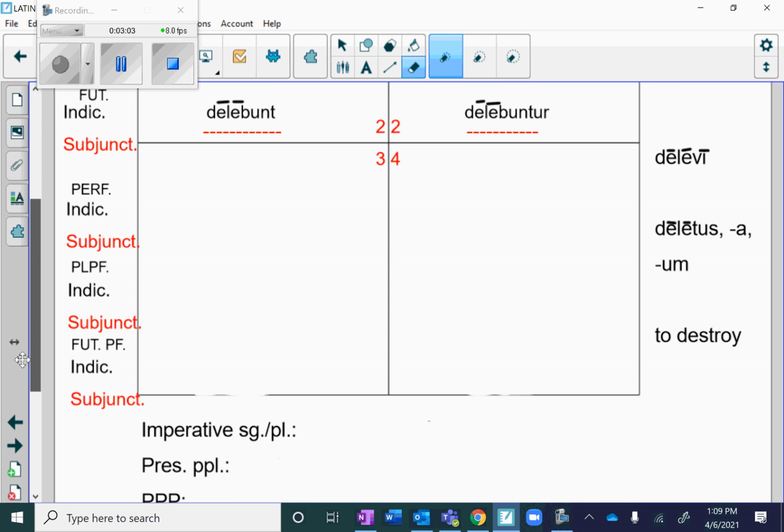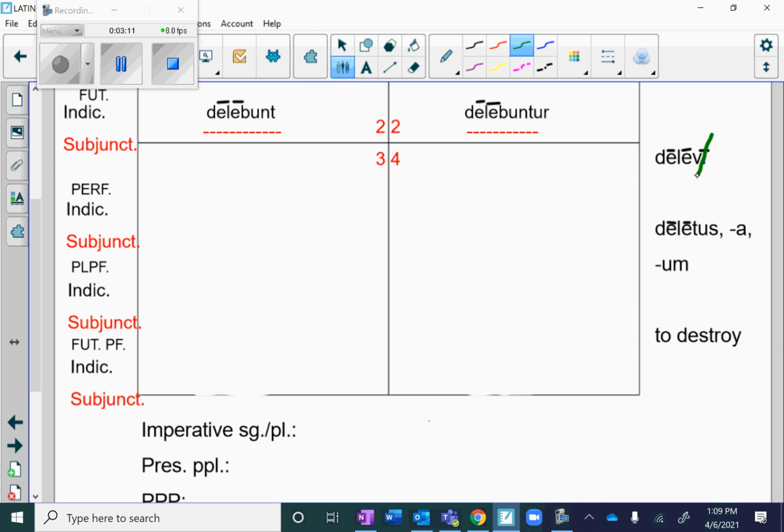Okay, moving right on to the perfect. In the bottom left-hand quadrant, we're working off the third principal part, and we always use the same stem there by chopping off the I from the third principal part, delevi. We get our stem delev, hard to pronounce by itself. Delev, delev, delev. And again, no future perfect subjunctive.